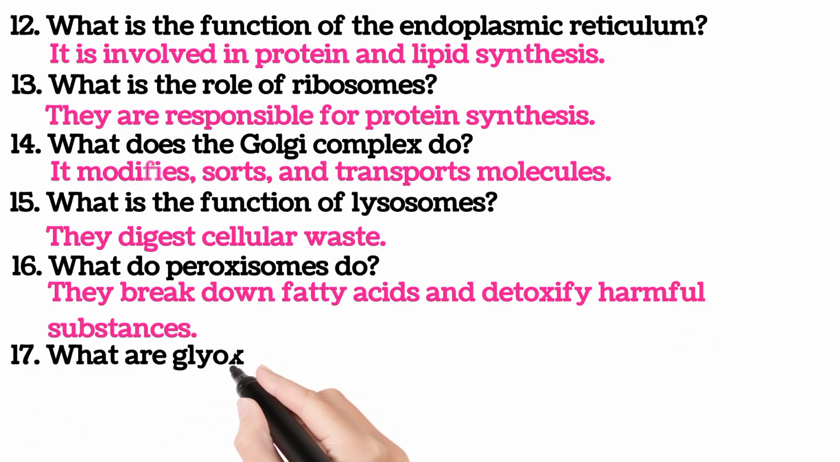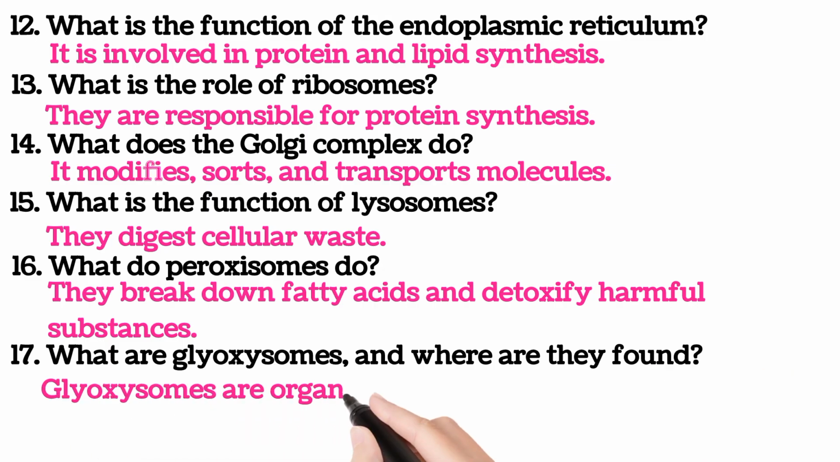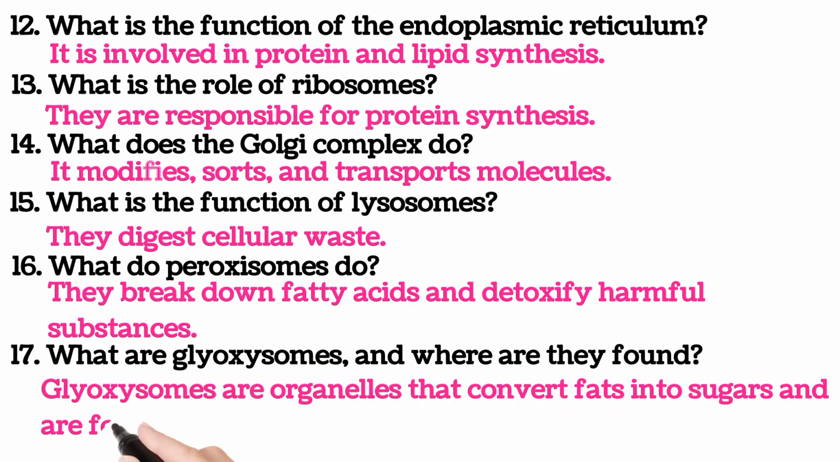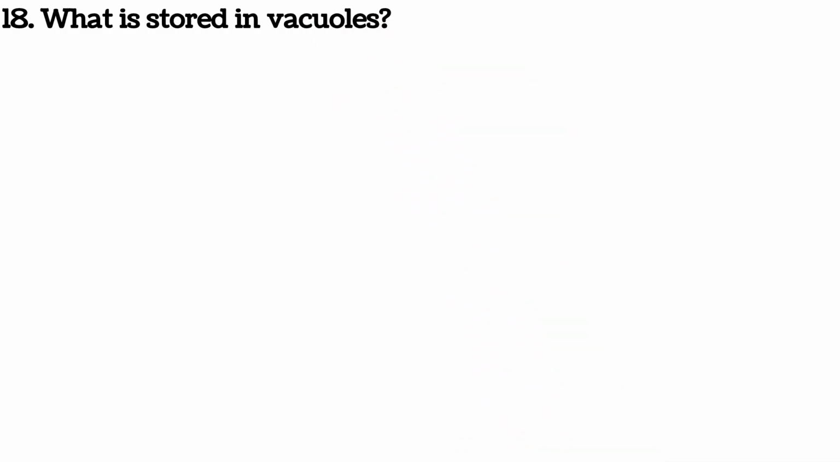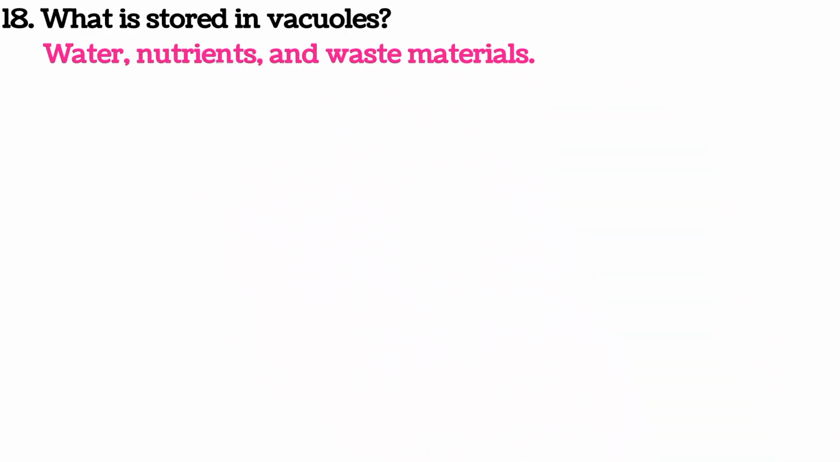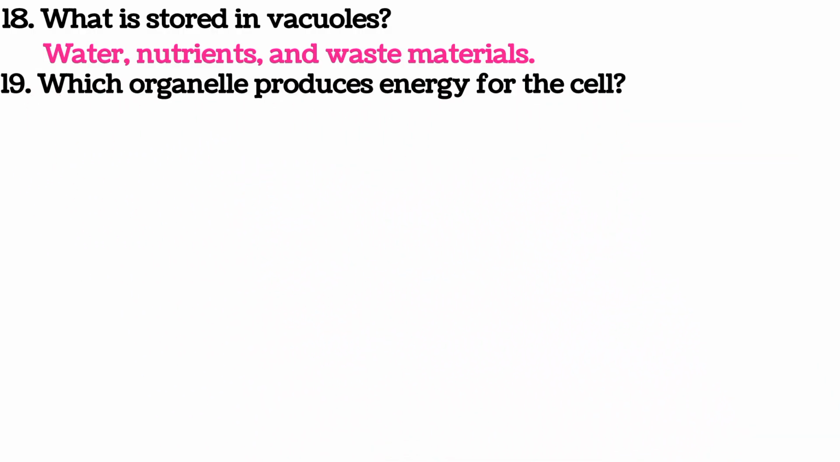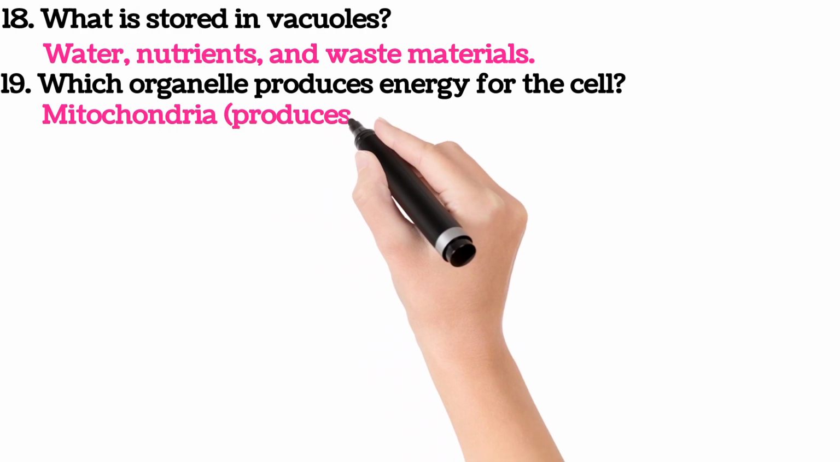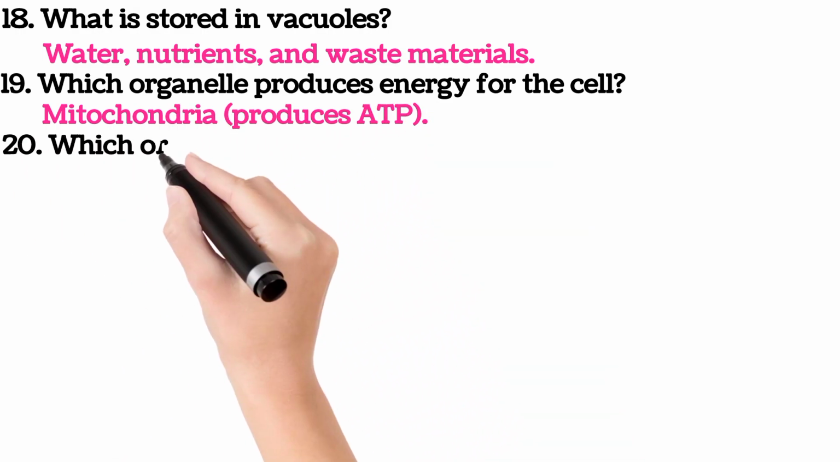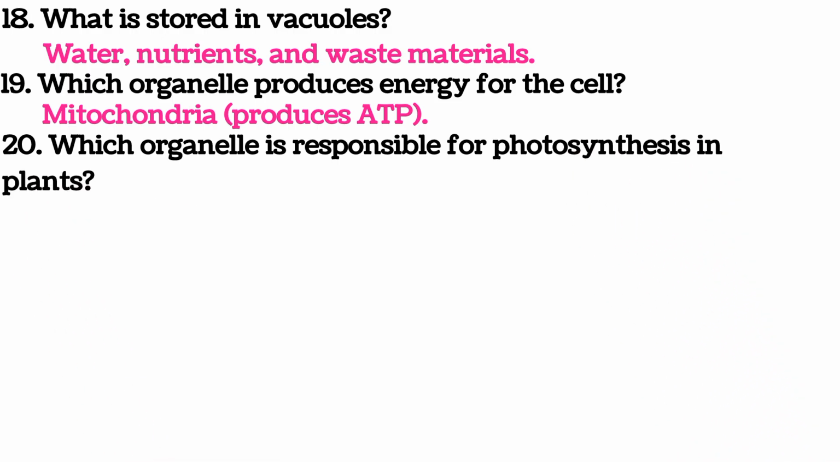What are glyoxysomes, and where are they? Glyoxysomes are organelles that convert fats into sugars and are found in plants. What is stored in vacuoles? Water, nutrients, and waste materials. Which organelle produces energy for the cell? Mitochondria produce ATP. Which organelle is responsible for photosynthesis in plants? Chloroplasts.